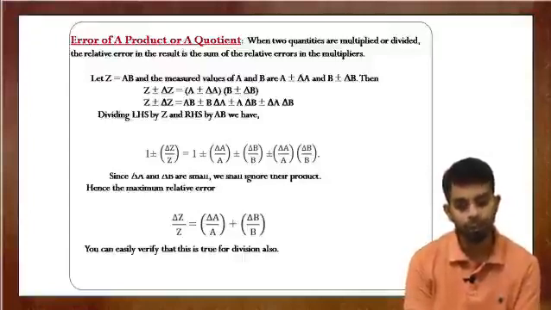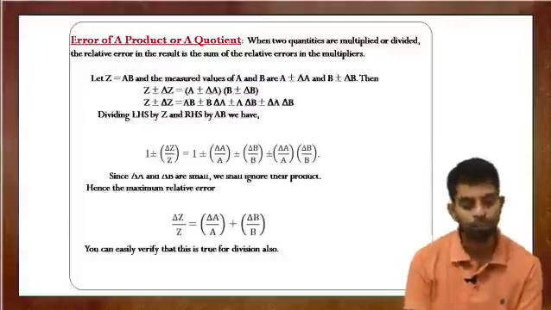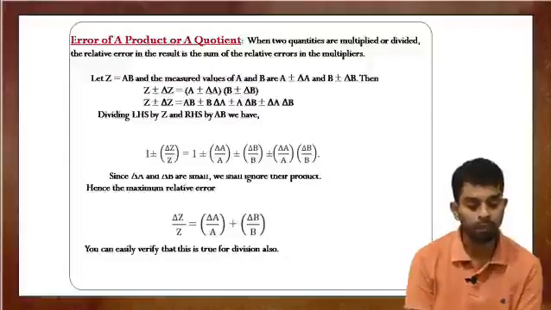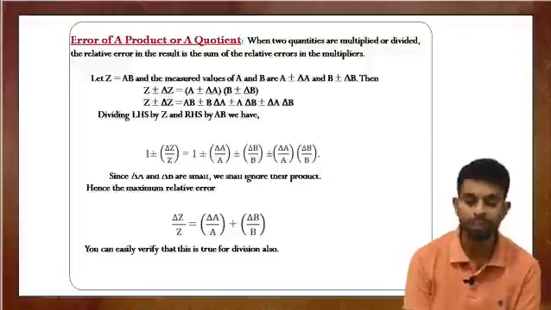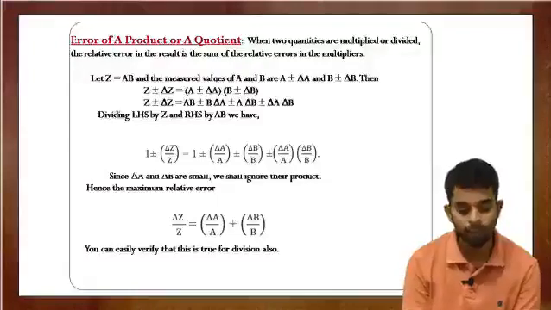If we measure the value of A as A plus minus del A and B as B plus minus del B, then Z is equal to Z plus minus del Z. Put the value of A and the value of B, then calculate and divide the left hand side by Z and the right hand side by AB. Then we have 1 plus minus del Z by Z equal to 1 plus minus del A by A and plus minus del B by B, like this.